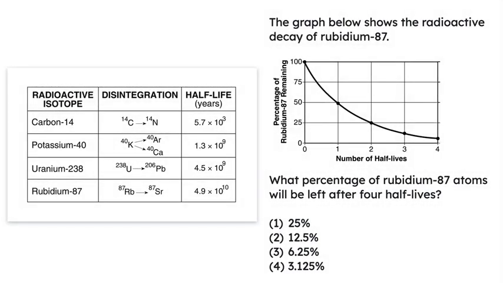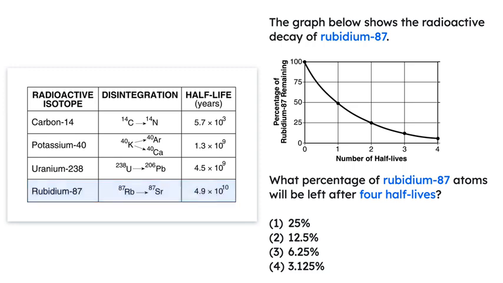This one says that the graph below shows the radioactive decay of rubidium-87. What percentage of rubidium-87 atoms are left after 4 half-lives? So again, the key is, let's look at what we're talking about. We're talking about rubidium here, which decays into strontium, and a half-life is 4.9 times 10 to the 10th years. And we want to know how much of that rubidium will be left after 4 half-lives. And specifically, we're looking at a percentage here.